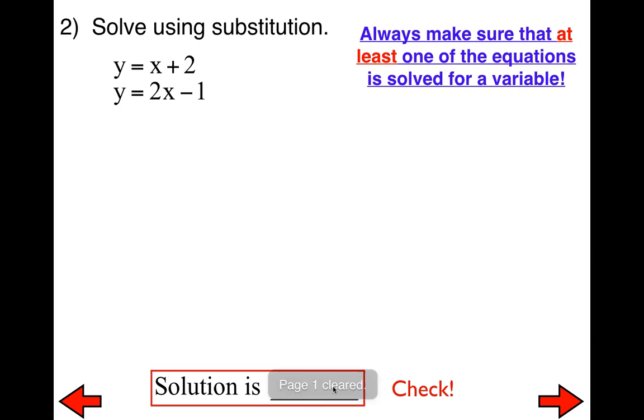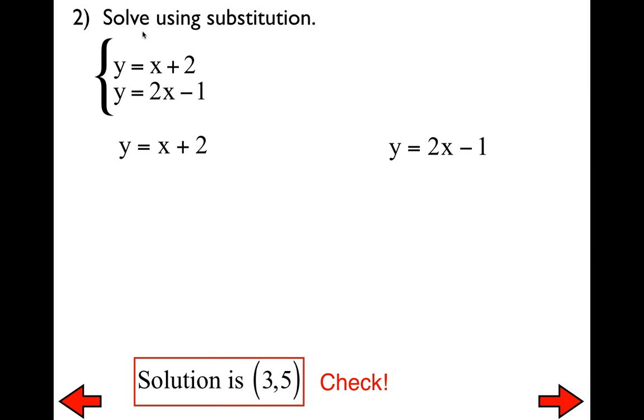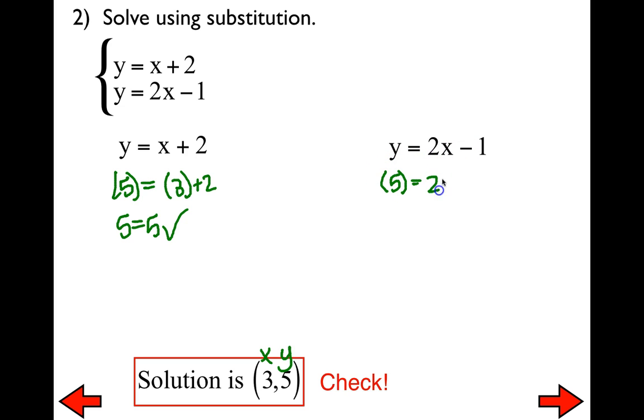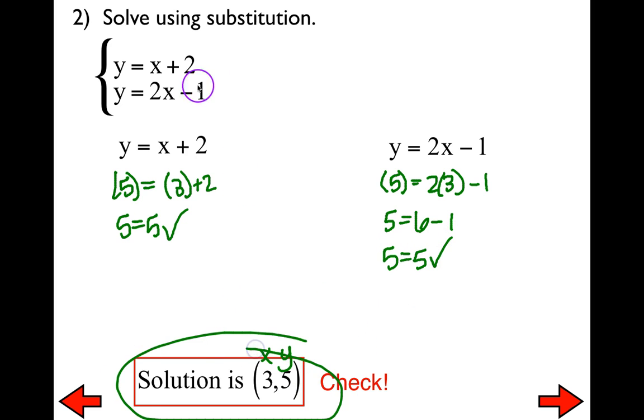So let's quickly check our work. First, just a quick reminder, the x value is 3 and the y value is 5. So here we have 5 equals 3 plus 2. Is this true? Yes. So it works for the first equation, but we're not done. We have to check the second equation as well. So here, 5 equals 2 times 3 minus 1. Is this true? Yes, it also works. So I can confidently say the solution to this system is indeed (3, 5).